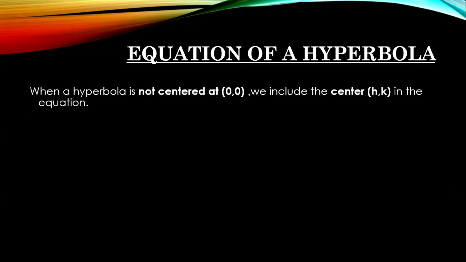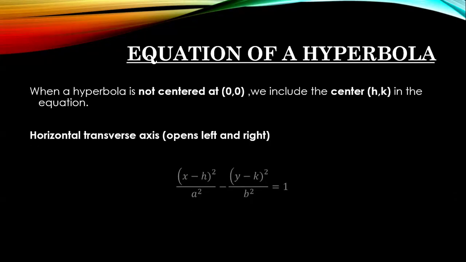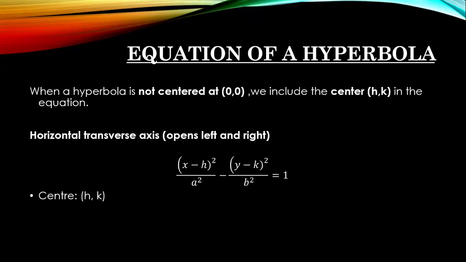Equation of a hyperbola when it's not at the center. When a hyperbola is not centered at (0, 0), we include the center (h, k) in the equation. The horizontal transverse axis opens left and right. It's the same as the one with the center (0, 0), but the only difference is that we put the minus h and the minus k in there. Our center, we represent with h and k. We no longer represent it with 0 and 0 because it is not at the origin. And our vertices are (h plus or minus a, k).